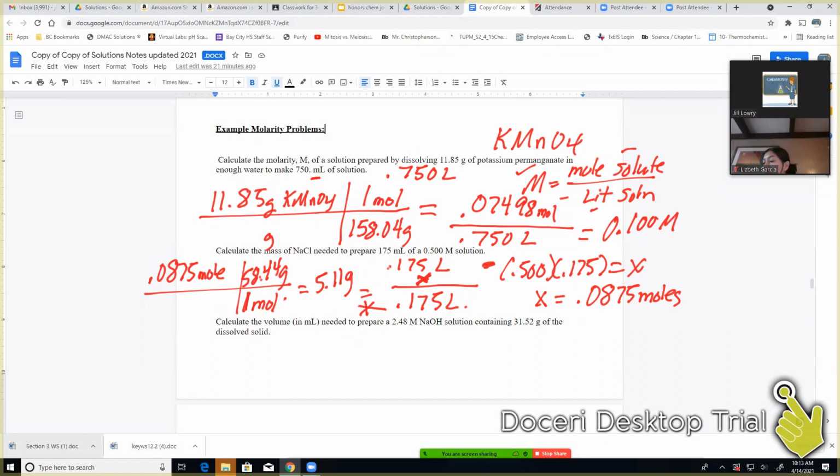So notice, like I said earlier, if I'm going grams to moles, my number is going to get smaller. But if I'm going from moles to grams, your number should get bigger because you're doing a multiplication.